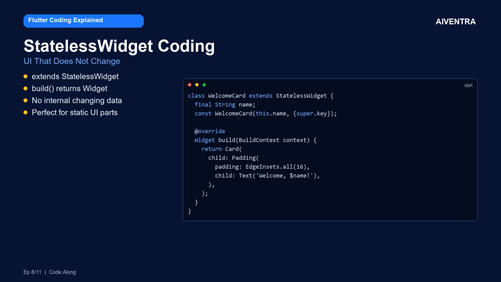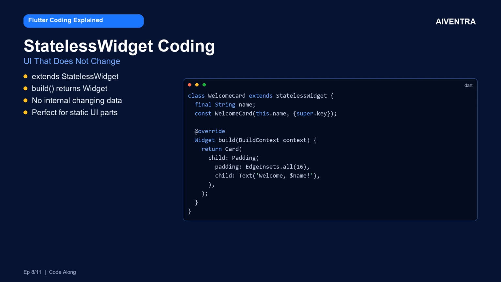We override the build method. Build must return a widget. Inside build we return a card containing padding containing text. The text says welcome and shows the name using interpolation. To use this widget, you write WelcomeCard with your name in the widget tree.